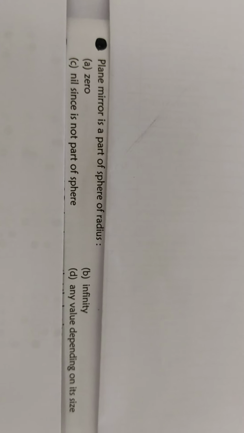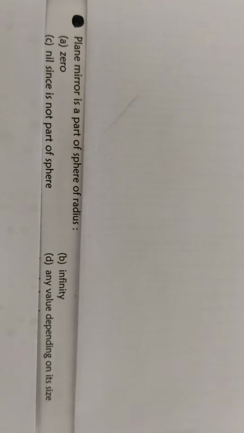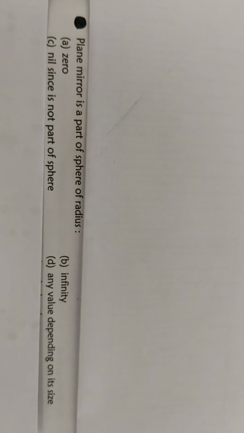So now the next question is, plane mirror is a part of a sphere of radius. There are four options given. We know that when we consider plane mirror, it seems to be flat. It is flat. If you consider a very big sphere and you take a very small part of it, we can assume it to be a flat surface. So we can say plane mirror has focus at infinity. We have seen in the previous question.